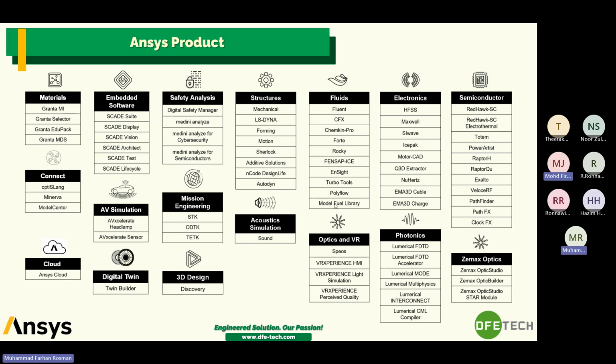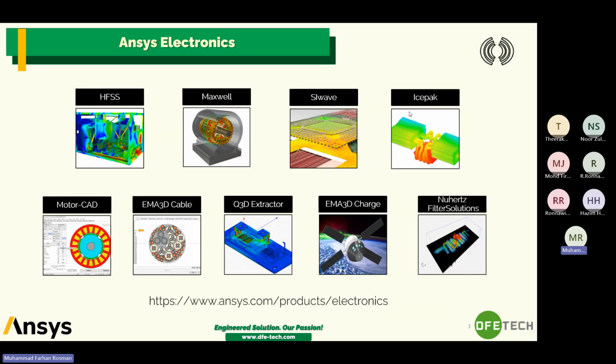this is the list of all the Ansys products. The Ansys products we have mostly used are these three: structure, fluid, and electronics. And Motor-CAD is under electronics. So what else is there inside the Ansys electronics product?